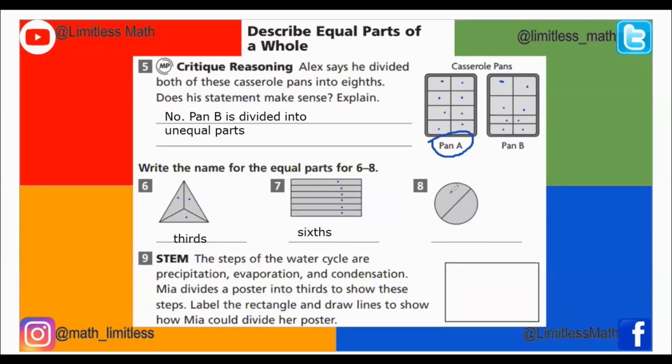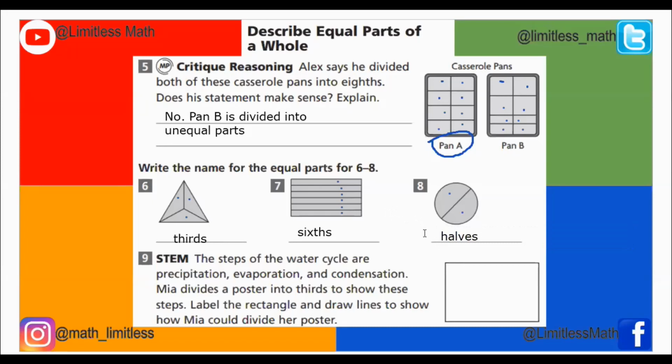For question 8, we have 1, 2 parts, but we don't use a name with the name 2 in it. We wouldn't say twos. We say halves. Halves is when we split it into 2 equal parts.